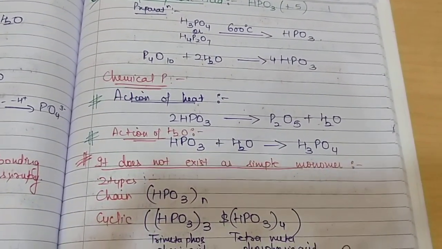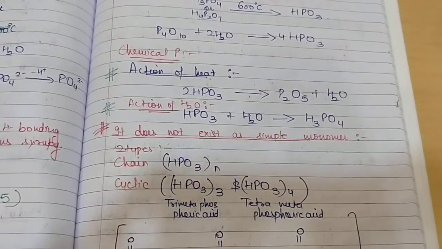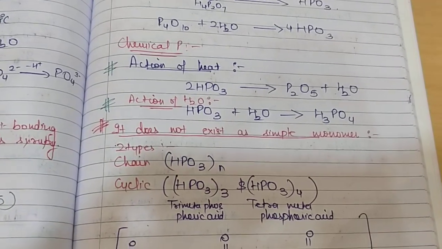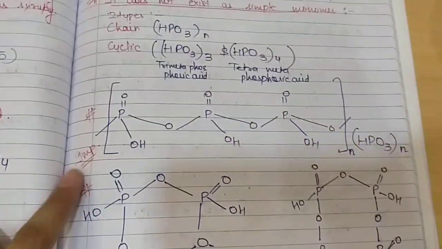The interesting fact about this acid is that it doesn't exist as a simple monomer. It forms two types of polymers. First is the chain polymer, second are the cyclic polymers. This is the structure of the chain polymer.